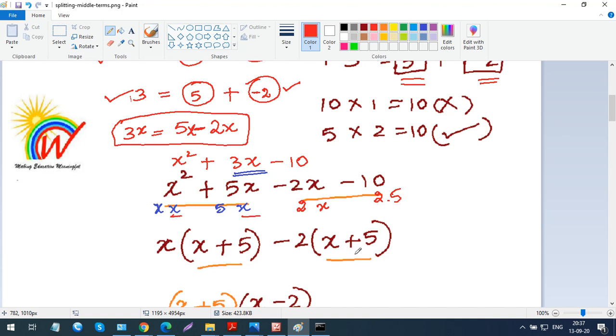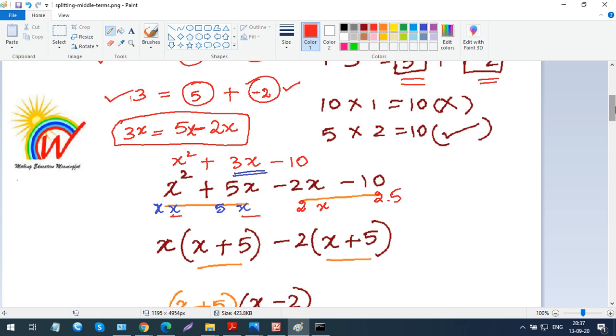So now you can just cross-check if what you have done so far is right or not by just looking at the bracket term. The bracket term should end up like this, that same term. Here you're getting x plus 5, here also you're getting x plus 5. If you're getting different terms, that means you have gone wrong.